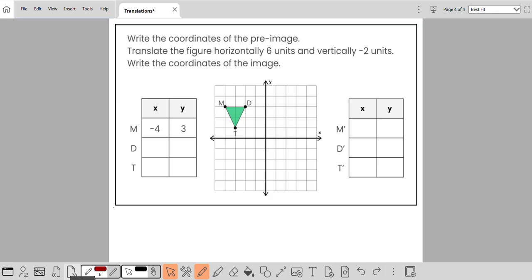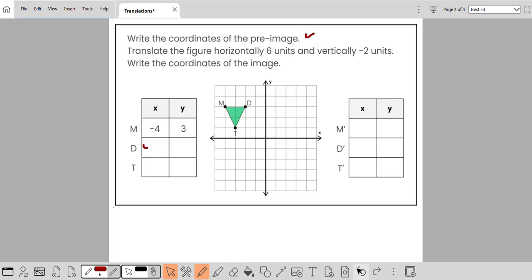This says write the coordinates of the pre-image, so we are going to do that first. They've already done M for us, which is 1, 2, 3, negative 4, 1, 2, 3. So now let's do D. That's negative 2, 1, 2, 3. So let's put it right here.